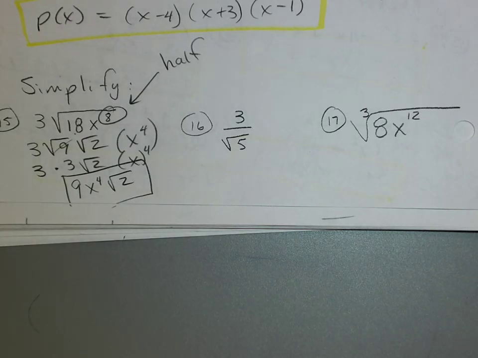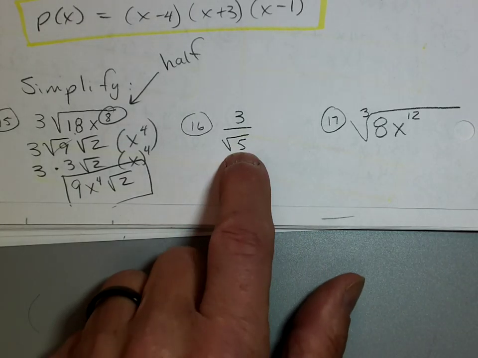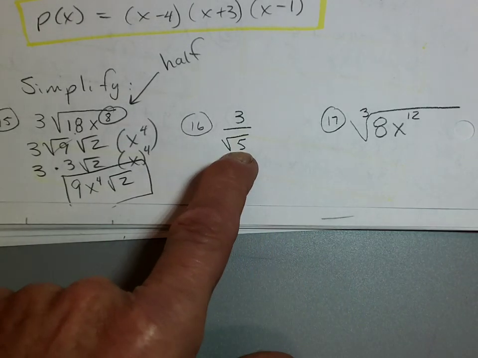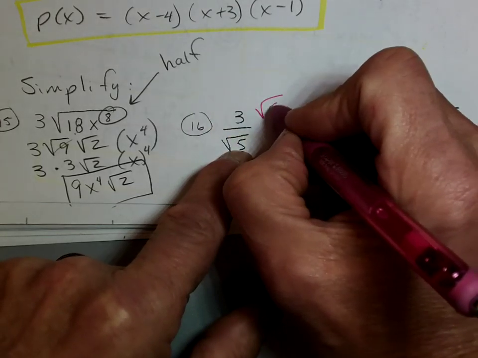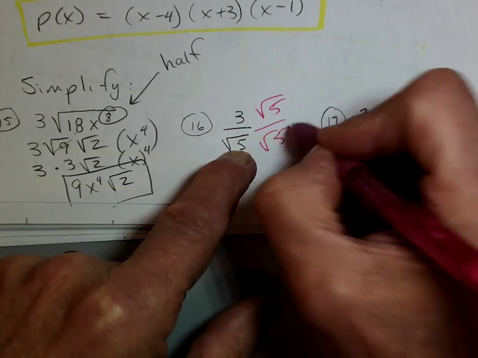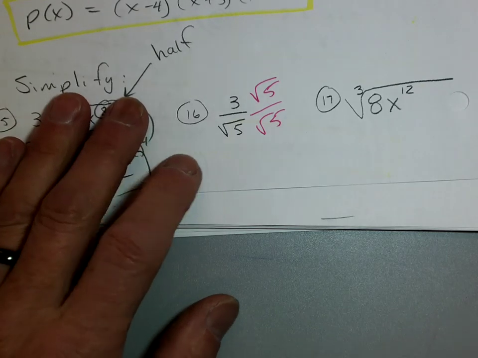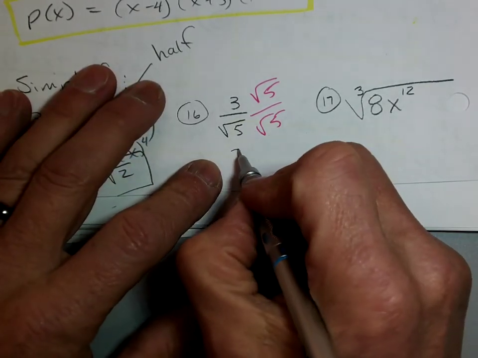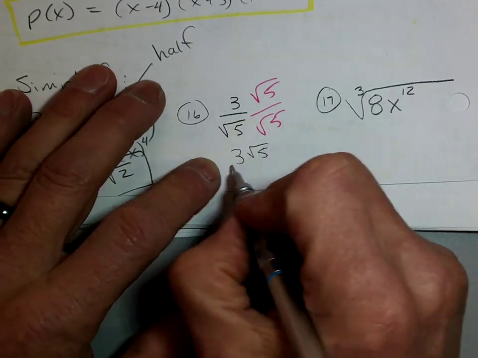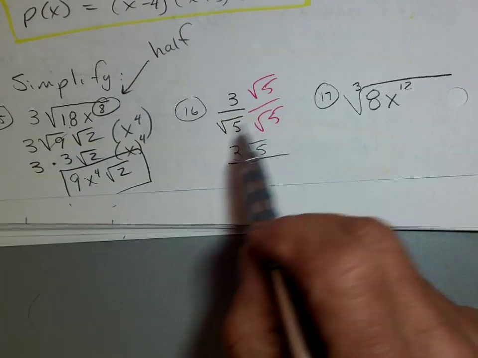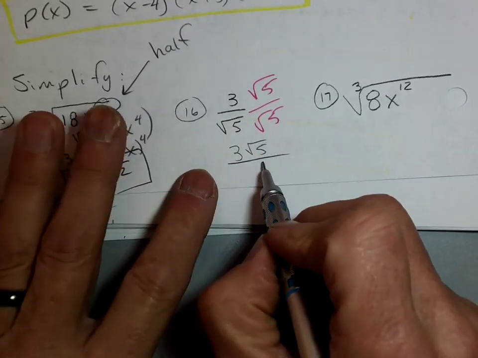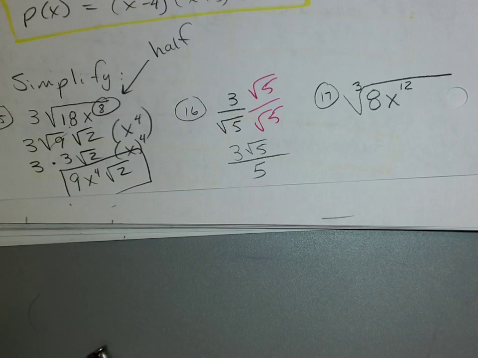Okay, 16. You ready? Fix the problem with the problem, right? Okay, multiply by square root of 5, square root of 5. We're going to have 3 square roots of 5 over square root of 25, which is plain old 5. There's my answer.